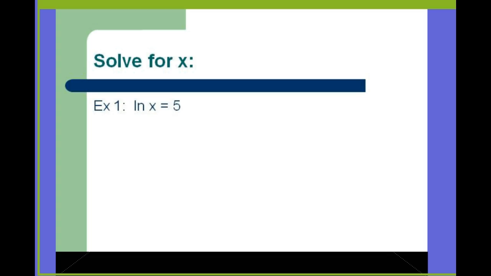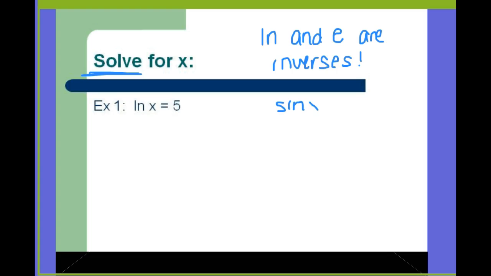Example number 1 for solving now. So now we're changing our priorities and we are solving for x. How do you get rid of a natural log? You need to use its inverse. So the natural log and e are inverses, hence why we learn this after we learn inverses. The natural log and e are inverses, just like sine x and sine inverse theta are inverses. The natural log and e will simplify each other.